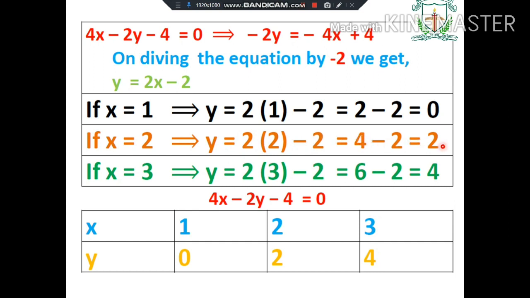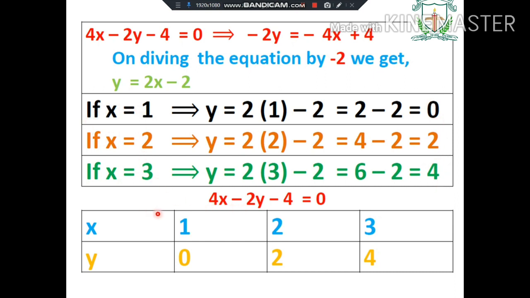So we got one more value. Now consider one more value. x is equal to 3. So implies that y is equal to 2 into the value of x, which is 3, minus 2. 2 threes are 6, 6 minus 2 is 4. Yes, children, we got all the values of y, substituting values for x.